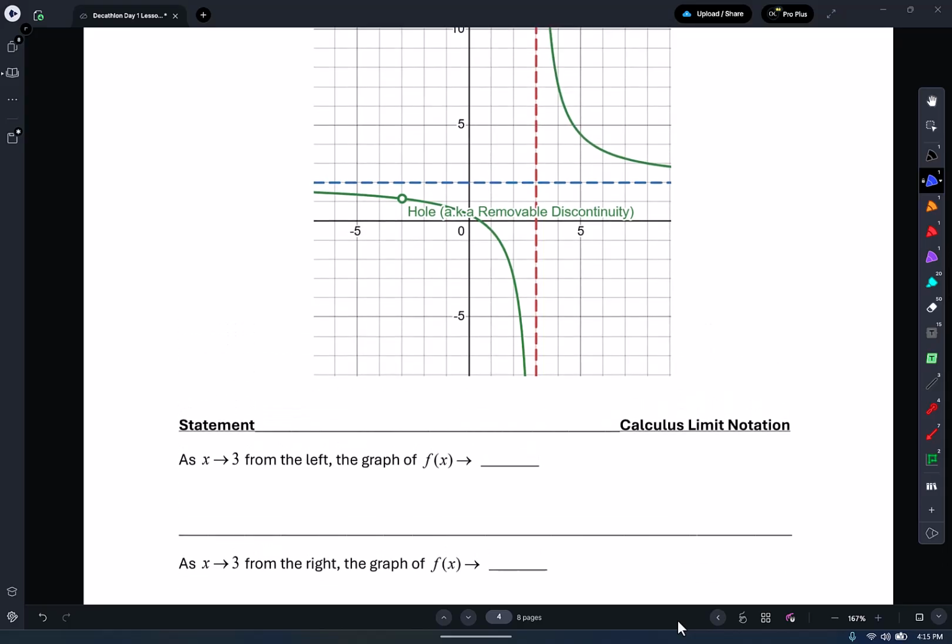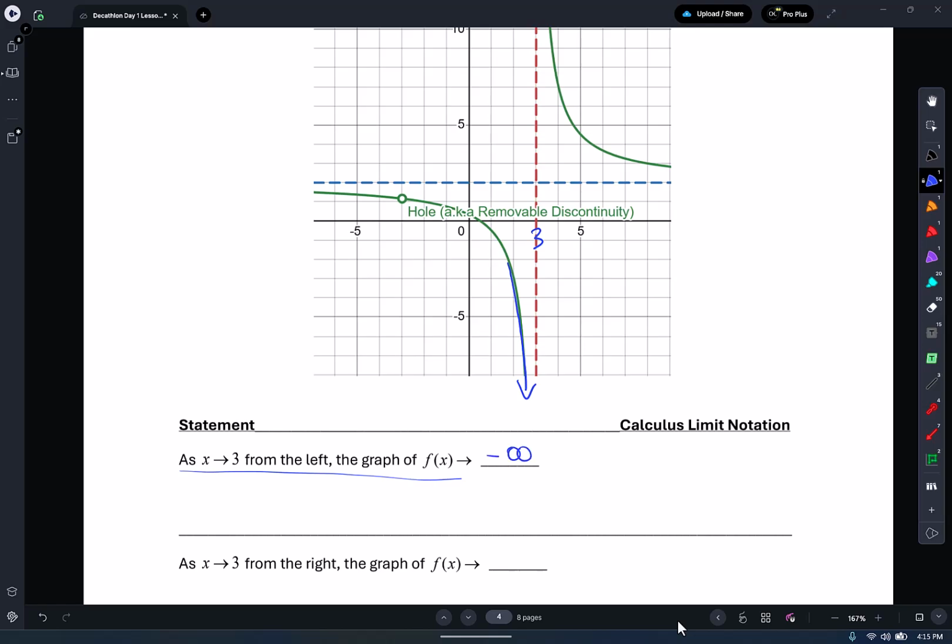Okay. Look what it says here. So guide me. Can you read that for me? As x approaches 3 from the left, the graph of f of x is... Perfect. So if I approach 3 from the left, notice that I go down forever. So if I go down forever, what am I going to call that, Gonzalez?